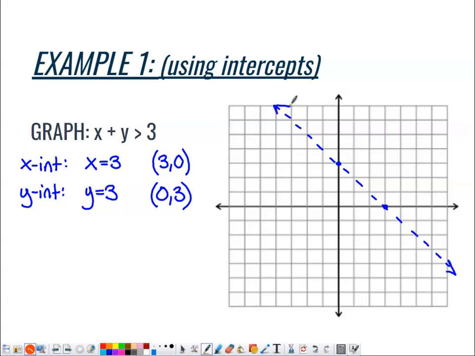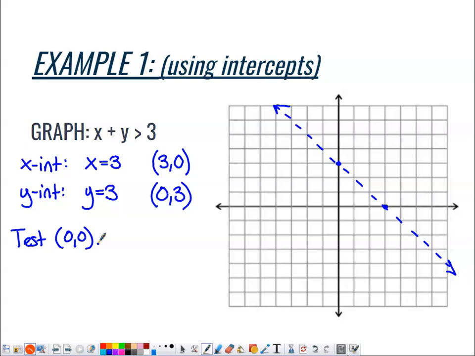Okay. And then the last step that we need to do is determine, am I shading above the line? So am I shading this region right here? Or am I shading below that line? So am I shading this region down here? Okay. So the easiest way to do that is to test the point (0, 0). So test (0, 0). Let's see what happens.